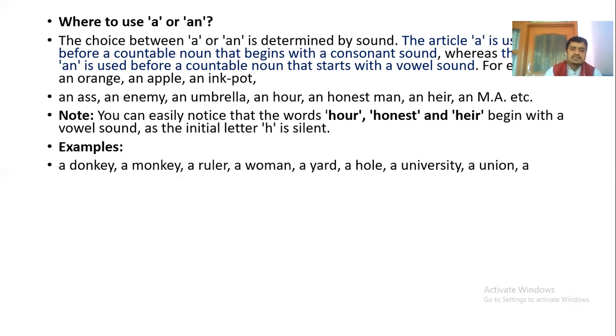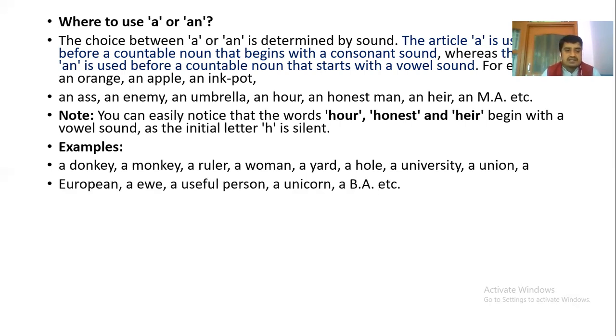Okay. Now let's talk about another indefinite article, and that is a. Again, as an example: a donkey, a monkey, a ruler, a woman, a yard, a hole, a university, a union, a European, a you, a useful person, a unicorn, a BA, etc. are the examples. Okay, we generally use the indefinite article a before consonant sounds.